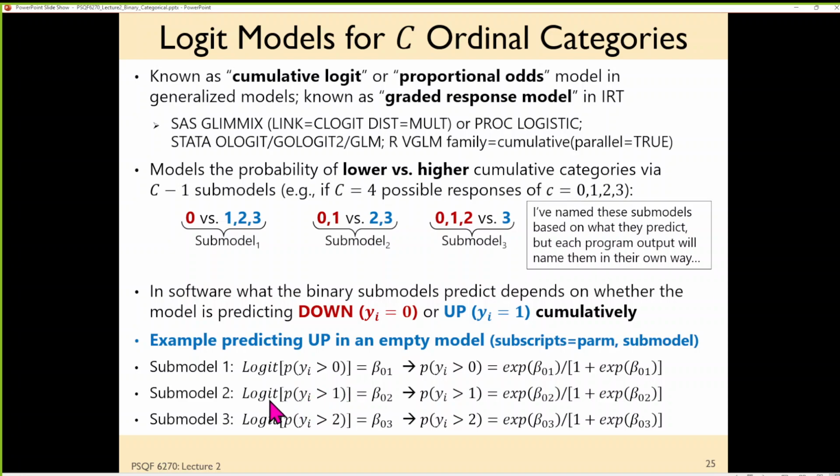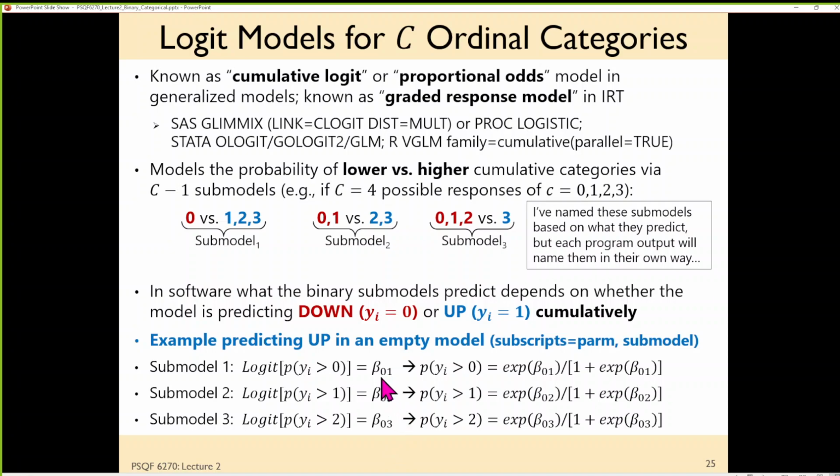Submodel 2 would be the logit of the probability of a response greater than 1 and then greater than 2. So you can write it either way. You can describe what it's greater than or what it's less than, but the way that I've done it is consistent with what blue is in the slides here. So then each of these, if this is an empty model, meaning no predictors, would only have a fixed intercept, and I am using the second subscript here to indicate which submodel this is from.